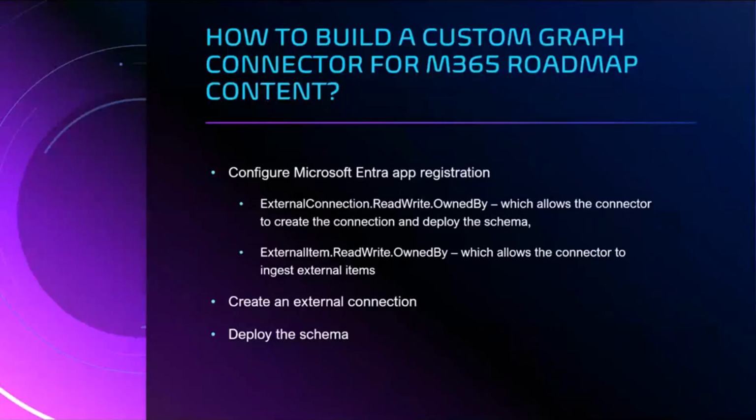In this demo, I'm focusing only on building a custom connector for ingesting the content of Microsoft 365 Roadmap features updates. And the custom connector uses Microsoft Graph APIs to create an external connection and deploy the schema to communicate with Graph APIs, and then it authenticates with Microsoft 365 using a Microsoft Entra app registration.